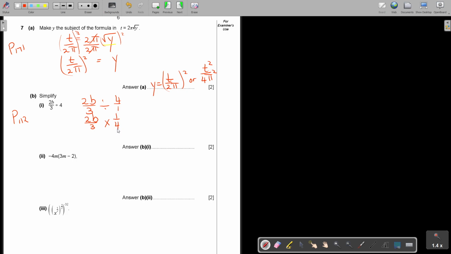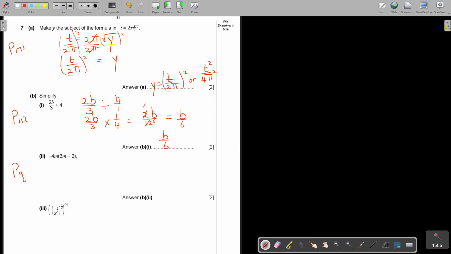And if I simplify this, I'm just going to write it here. So 2b, and it's going to be over 12. And then 2 can go in 1 and 2 can go in 6. So it's going to be b over 6. And that's b over 6. Easy as that. Also a very easy one.